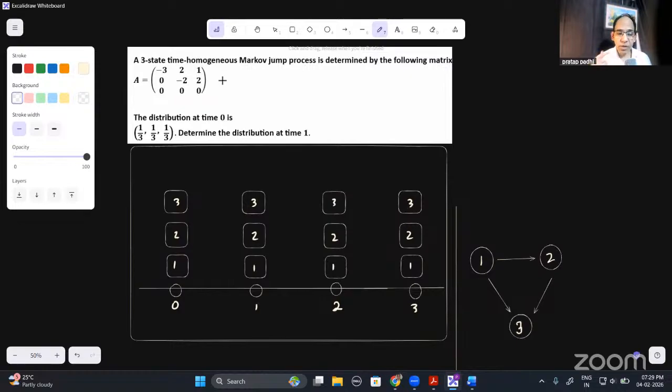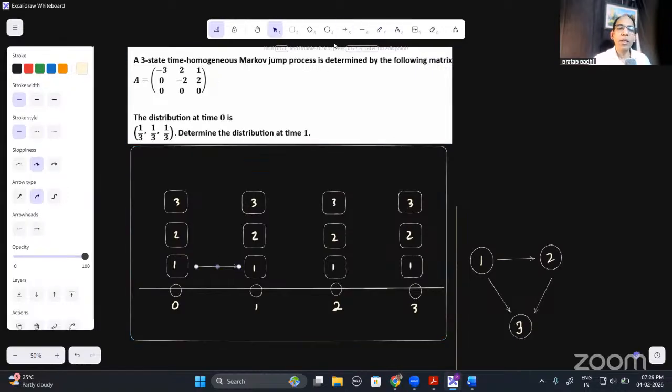How do you know it's not a transition matrix? If you remember, transition matrix probabilities are always positive and they sum up to 1. These are the transition matrix probabilities. If you add 1 to 1, 1 to 2, 1 to 3, they should be 1.